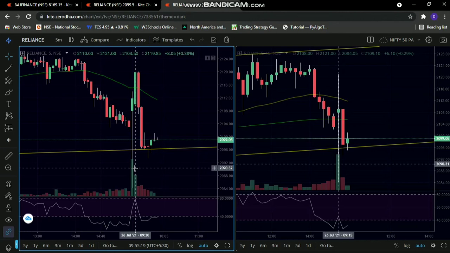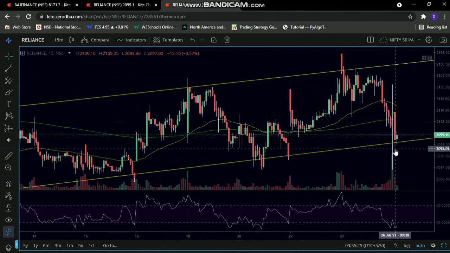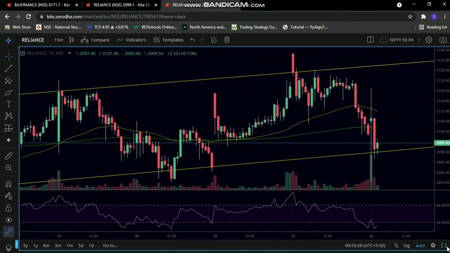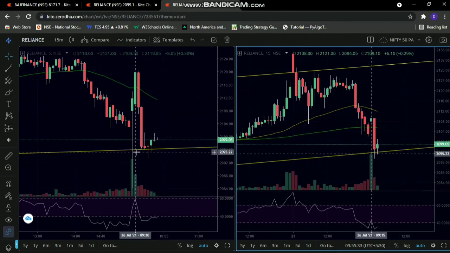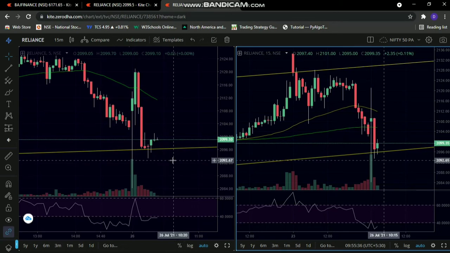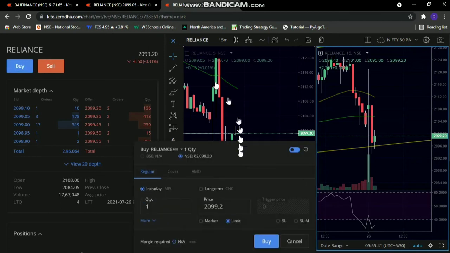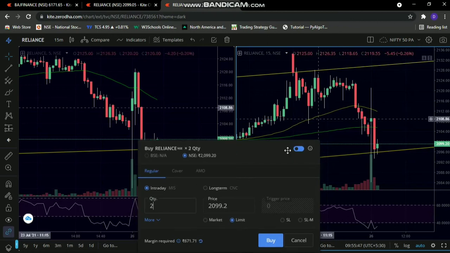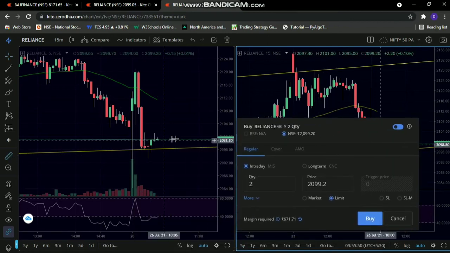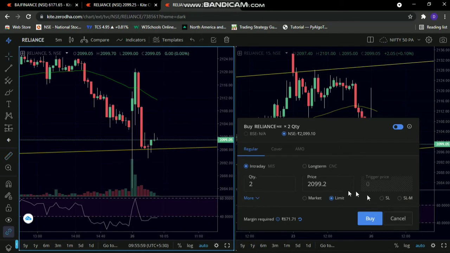So the time is now 9:55, and you can see in the Reliance stock the price came near the lower trend line and it is just going upside, right? So we can enter a long position here. Okay, so it got rejected from the lower trend line and we can enter a long position here. Our stop loss is below the candle. It is a doji candle, so below it we will place our stop loss.